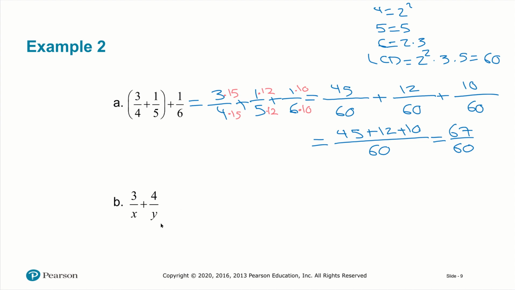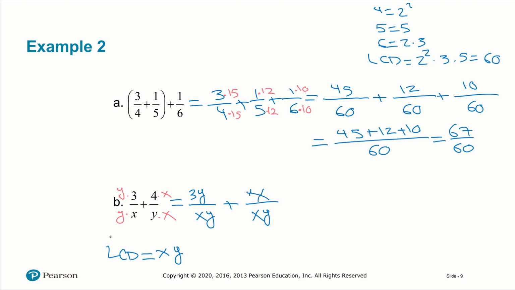Problems that have variables in them are handled in a very similar manner. If you notice here, the LCD is just going to be xy, right? So we're going to want to turn both of those denominators into xy so that we'll have the same denominator. That's going to require multiplying the first denominator x by y, which of course means we have to do the same on the top to the 3. For the second denominator, we're going to have to multiply it by x, which means we're going to do the same to the 4 on the top. So now the new numerators become 3y and 4x.